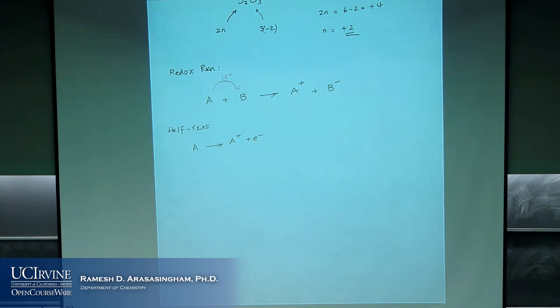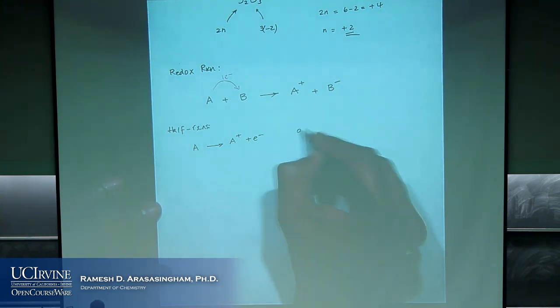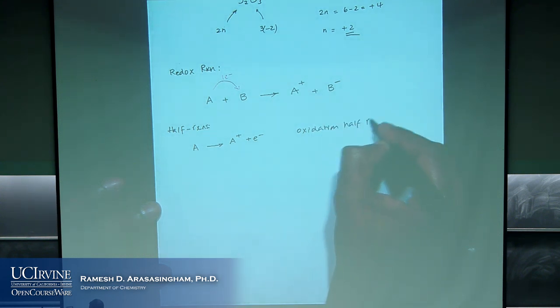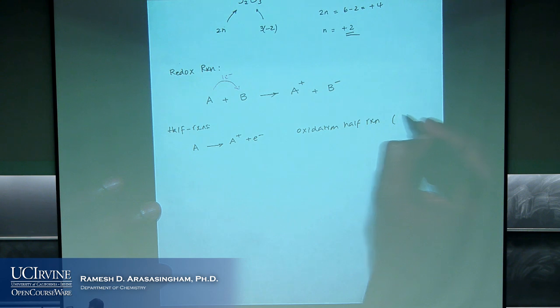So to begin with, on the A side, everything is electrically neutral. You end up with A plus. To balance that charge, you can figure out how many electrons you need. A plus just needs 1 electron to balance that charge, and you know 1 electron has been given up. We call this the oxidation half reaction. Why is this the oxidation half reaction? Because oxidation is electron loss.